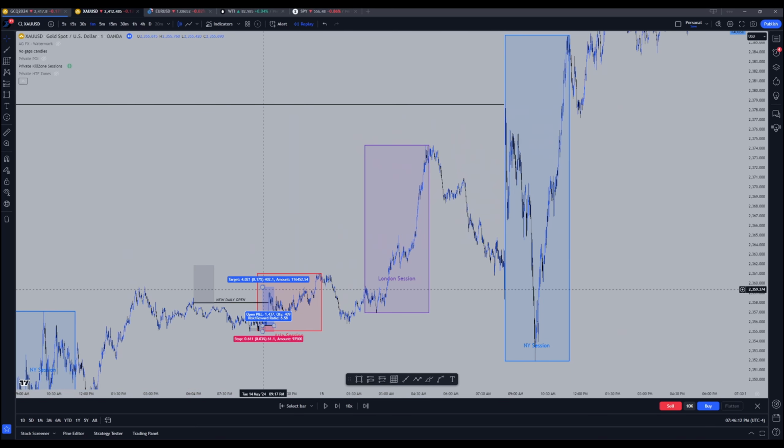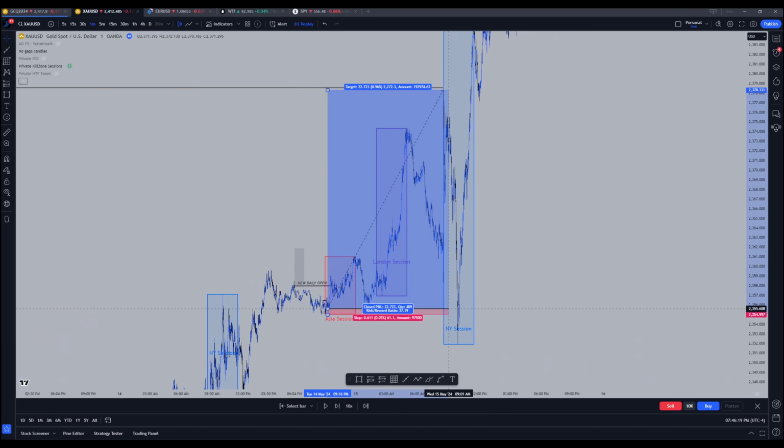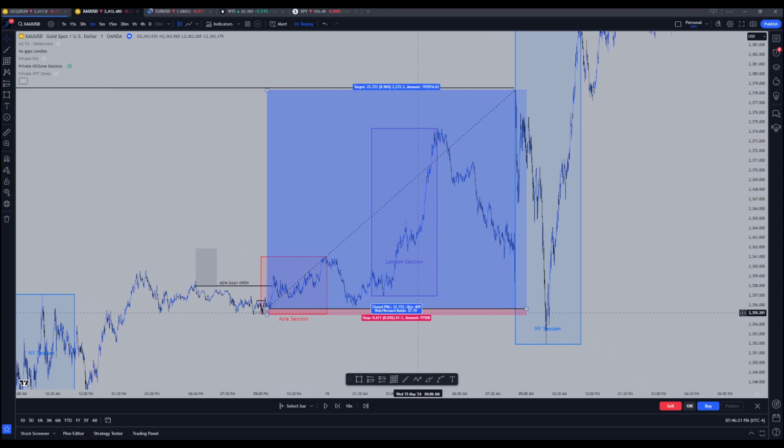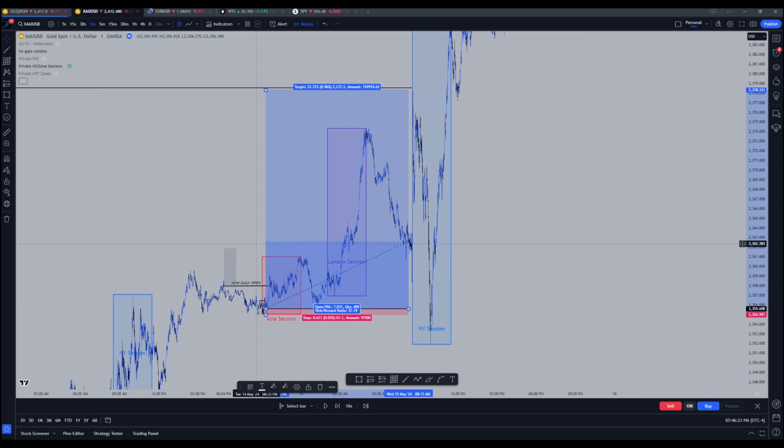This would be too far. Yes, price does run there, but you hit your stop loss. Oh, no, you don't. You don't hit your stop loss here in this situation. But it was very close, right? Very close to break even at least. But you don't want to be aiming too far away.